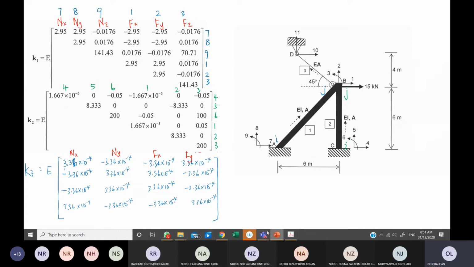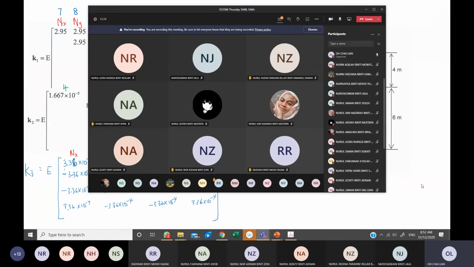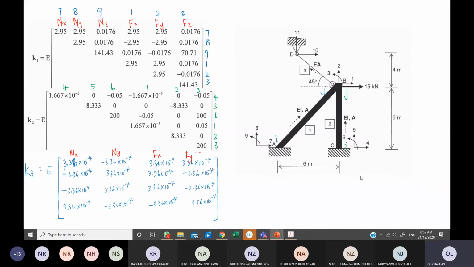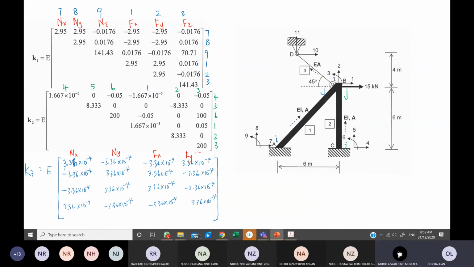So we will call another one to help with the truss. How about Nurul Aisha, are you here? Yes, doctor. Can you help me with this K3? Where is the I value? At B is I for element 3, and then J is at D. Okay, so how can these namings be done? 1, 2, 10, 11.